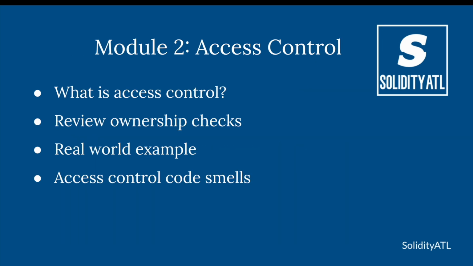All right, in Module 2, we're going to run through access control related vulnerabilities. So we're going to talk about what is access control and break that down for you. Then we're going to review various ownership checks and just a small example of what this looks like. And then we're going to take a look at a real world example where an access control vulnerability led to an exploit. And then lastly, we're going to finish off with some access control code smells that you can use to determine if a developer or protocol is missing access control.